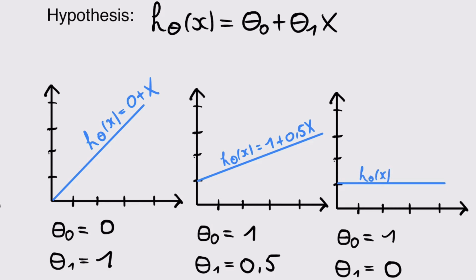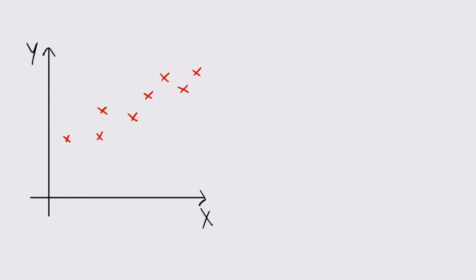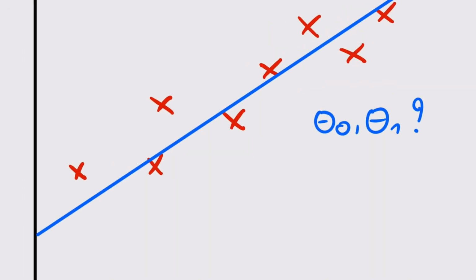So now to come back to our question. How can we choose values for theta 0 and theta 1 to get the best fitting line through our dataset? Well, the idea is to choose the values for the parameters so that our hypothesis is close to the real value, y, of the training examples.